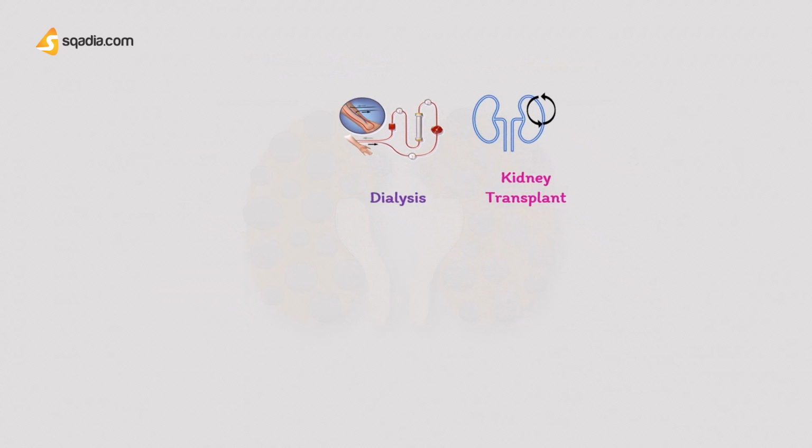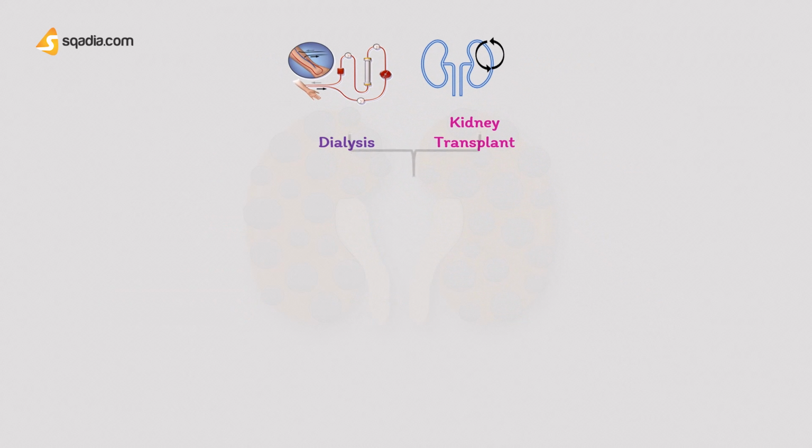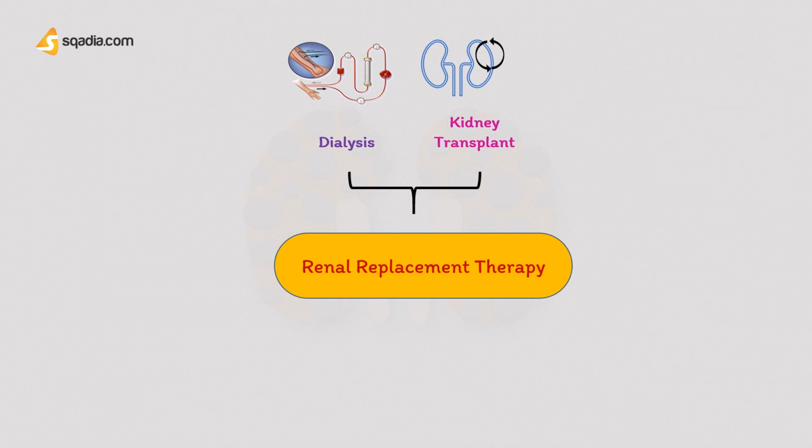Dialysis and kidney transplantation comes under the head of renal replacement therapy or RRT, which means they replace the normal functioning of the kidney.